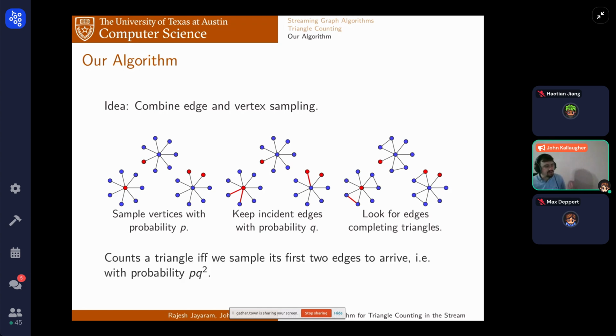So this means that for any triangle, your probability of counting it is exactly pq squared. Because what you have to do is sample the vertex that connects the first two of its edges to arrive, and then keep both of those two edges. So your estimator is eventually just going to be the number of triangles you've counted divided by pq squared.